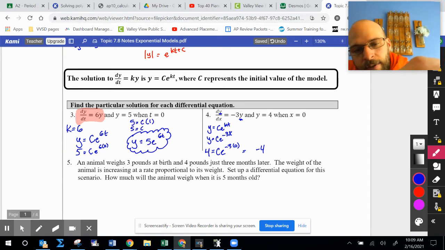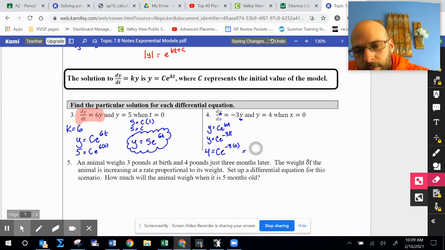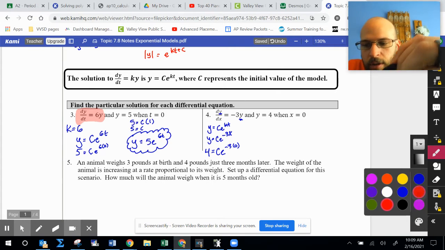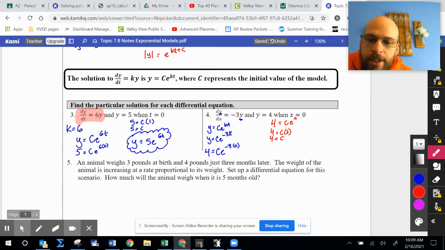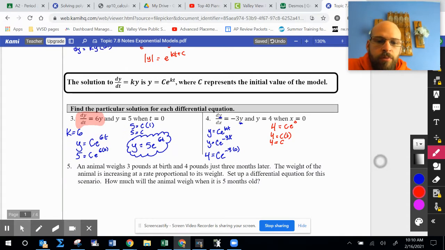And I get a positive 4. Let me change colors here as well. So I get a positive 4 equals c e to the 0, which is just c times 1. So in this case, c has to be 4. Now, don't always think that it's just that y value. Notice it's our initial amount. So if you relate it, your initial amount is typically your c value.